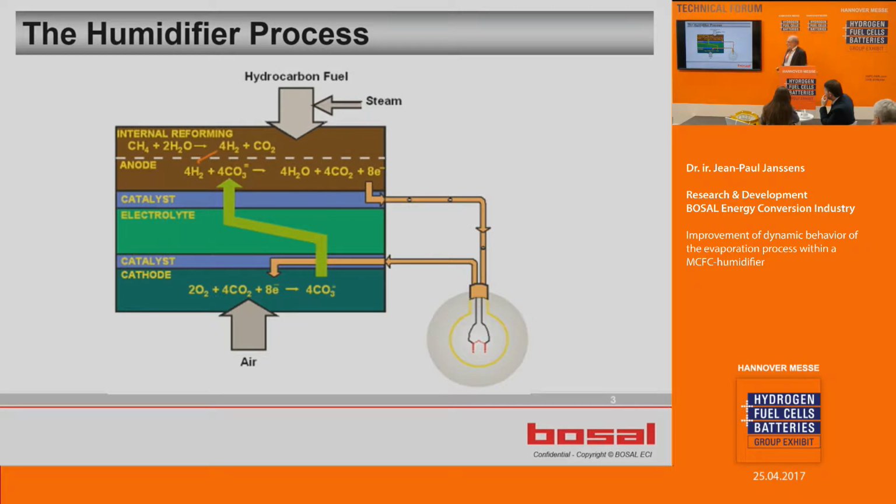Now, how does that work? That is a fuel cell where the carbonate group is mobile, and with hydrocarbon fuel, let's say methane, mixed with steam, you can make electricity as you see it over here. Now, the humidifier is the component that evaporates the steam and humidifies the natural gas. So it is located upstream of the anode flow. To do that, you need heat. And this heat you extract out of the cathode flow.